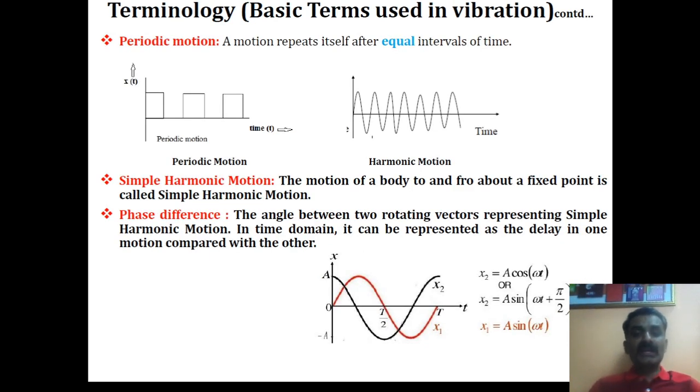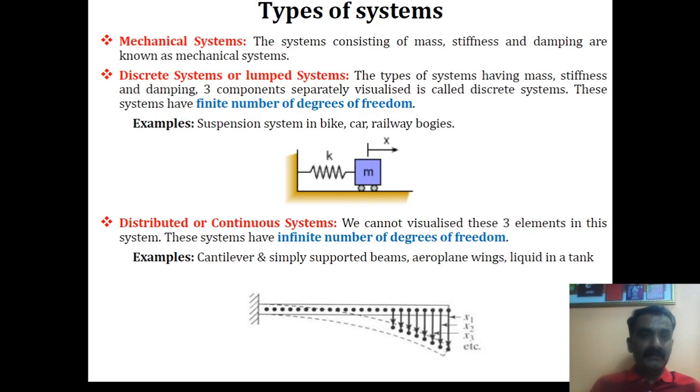Periodic motion: a motion that repeats itself after equal intervals of time. It is very important to know that it is equal intervals of time, and here you can see the graphical representation of the x versus t plot for periodic motion. Harmonic motion: the motion of a body to and fro about a fixed point is called simple harmonic motion. The phase difference: here you can see two waves, and the angle or lag between these two is nothing but the phase difference, represented by an angle called the phase angle.